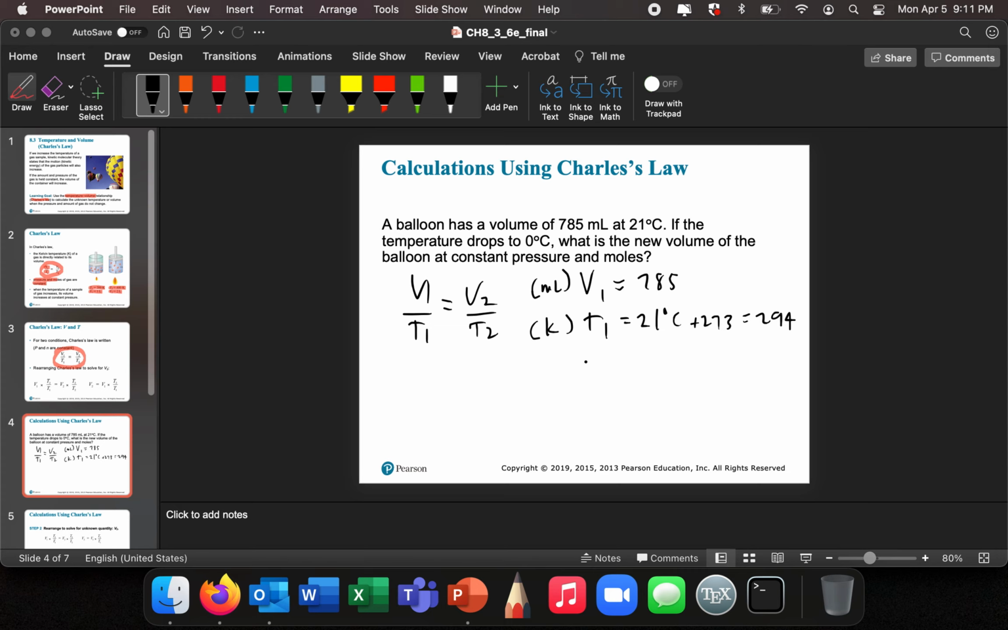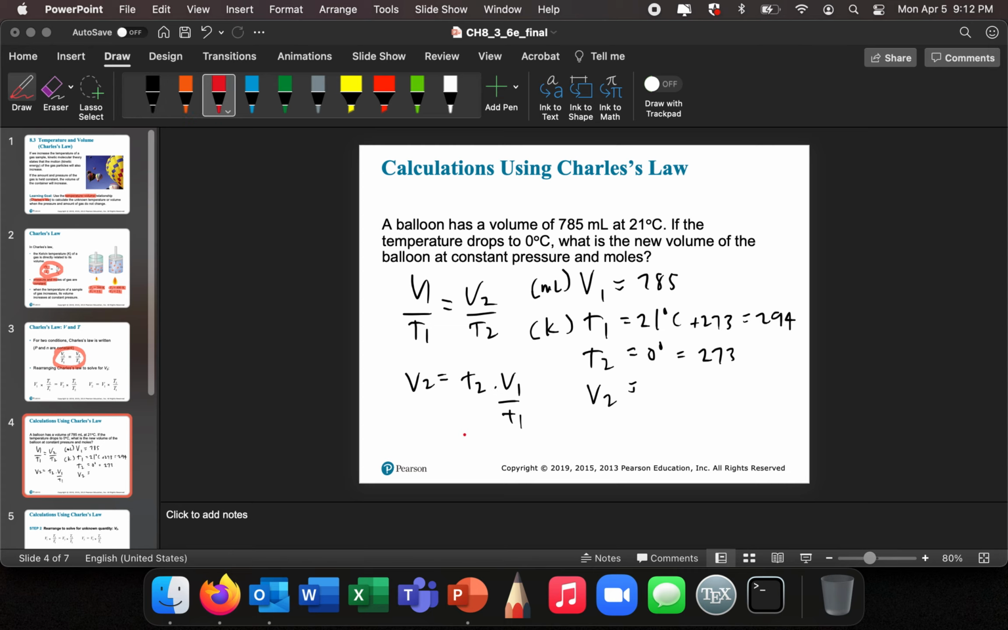Oh, the temperature drops to 0. T2 in 0 degrees Celsius is equal to 273 kelvins, right? What's the new volume if we do make that change, if we drop the temperature like that? Well, I got to rearrange this. I'm looking for V2. So it looks like V2 is going to be T2 times V1 over T1, right? A little algebra there.